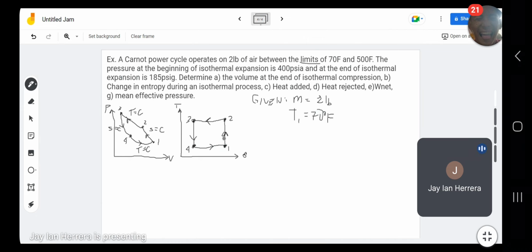From your TS diagram, temperature 1 is equivalent to temperature 4. This is what makes this cycle most efficient, kasi mag-vary lang yung temperature mo sa dalawang points lang. Then for T3 naman, that is your upper limit, that's 500 degrees Fahrenheit, which is equivalent to T2 as you can see in the diagram.